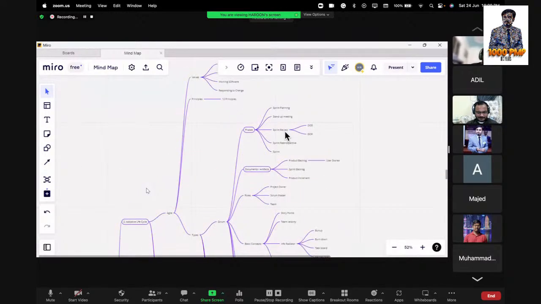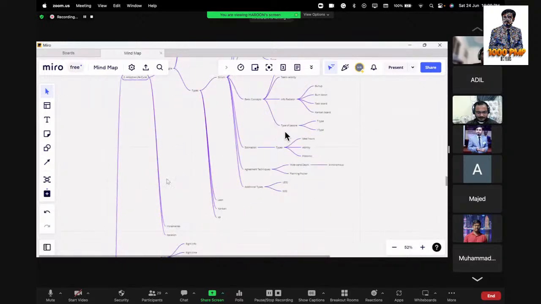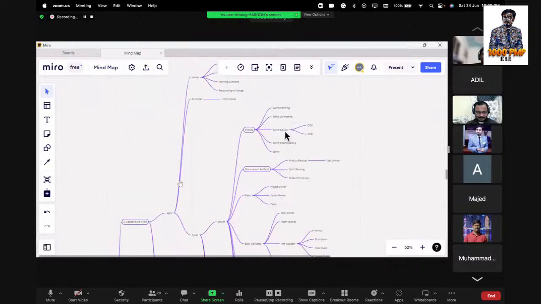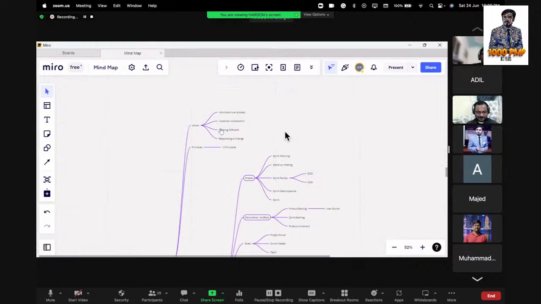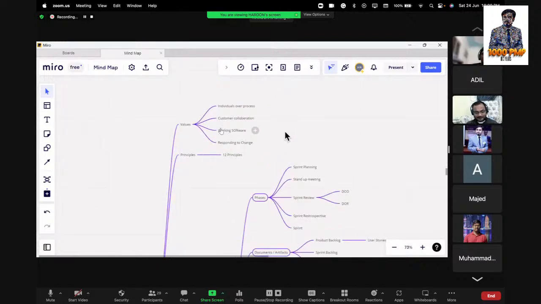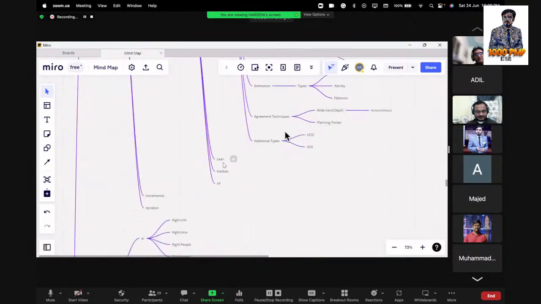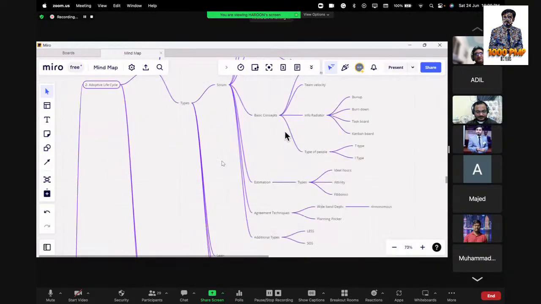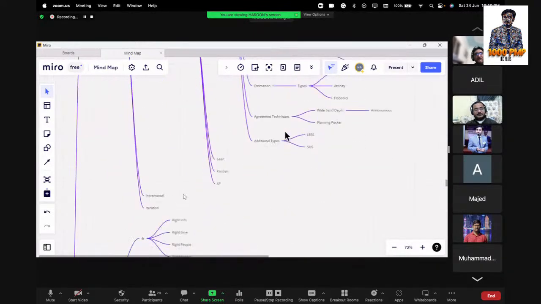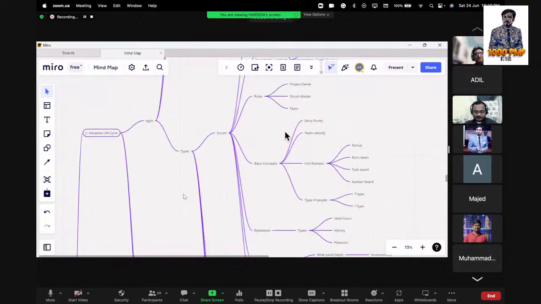This is the change-driven one. Agile is one part. This agile, incremental, and iteration. So agile basically has four values: individuals over process, customer collaboration, working software over comprehensive documentation, responding to change, and 12 principles. And these are the types, or you can say approaches, like lean, Kanban, XP.